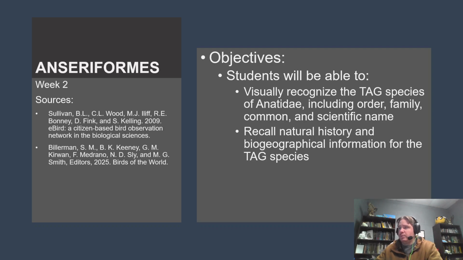Okay, today we're going to go over Anseriformes. This is your week 2 tag group where you'll have to be able to visually recognize tag species. You'll have to understand their taxonomy, their order, family, common name, and scientific name. All these are in the same order and family for this group, so that part should be mostly pretty easy. And then recall some of the natural history and biogeographical information that we're going to talk about with these species.